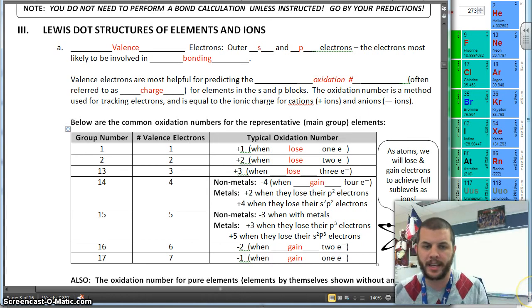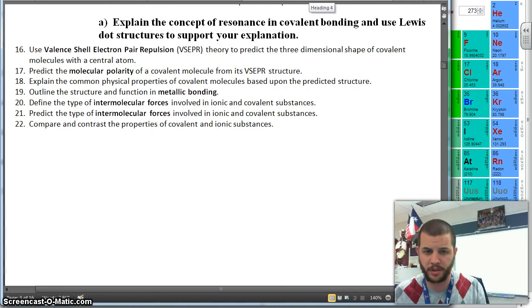All right, folks, we are going to get into the Lewis dot structure portion of Unit 6. This is certainly going to be the meat and potatoes of Unit 6, of the bonding unit. It's going to be extremely important for us to understand the ability that we have to draw Lewis dot structures.